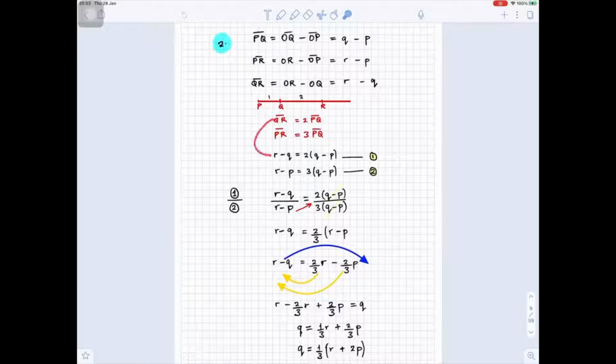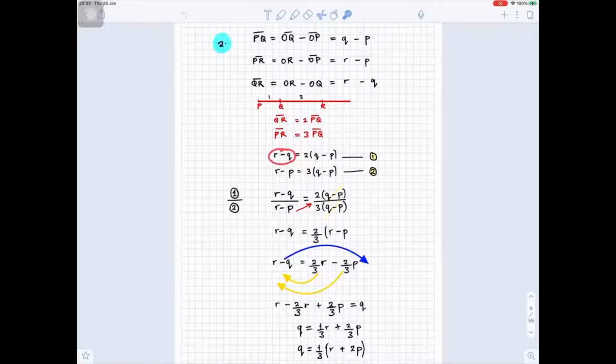QR is R minus Q, which is the same as 2PQ, which is 2 bracket Q minus P. PR is R minus P, which is the same as 3PQ, which is 3 brackets Q minus P. We solve these two equations, 1 and 2. To solve it, you do equation 1 divided by 2.